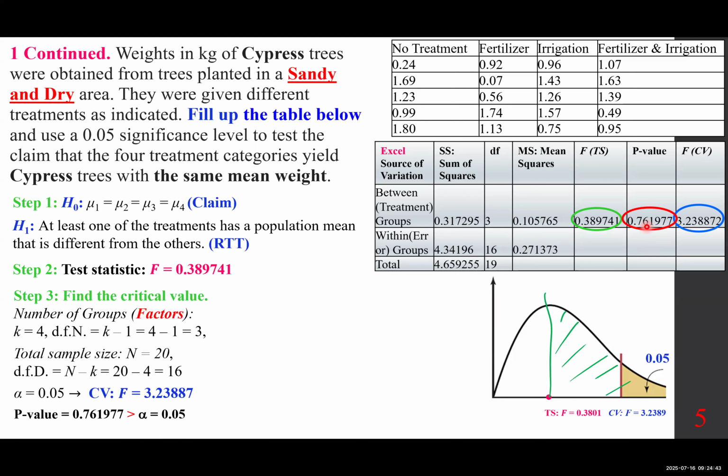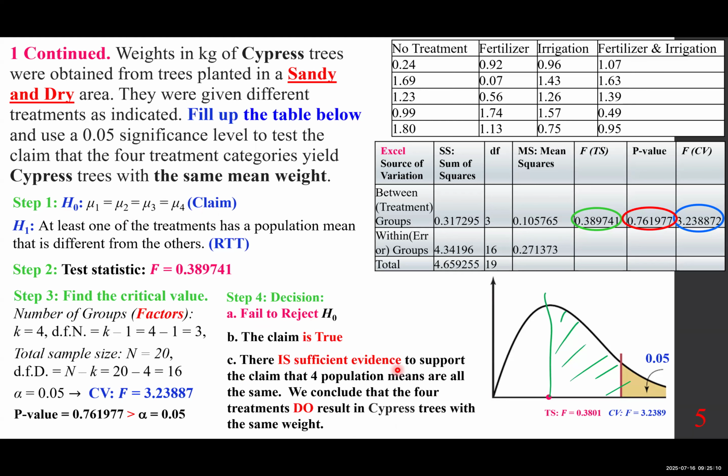So whether we look at the two numbers, the traditional method, or the two areas, alpha versus the p-value, we get the same result: fail to reject H0. So what does it mean? Well, if we are not rejecting H0, that means we are not rejecting the claim. The claim becomes true. And now we write: there is sufficient evidence to support the claim that the 4 population means are all the same. We conclude that the 4 treatments do result in cypress trees with the same weight.